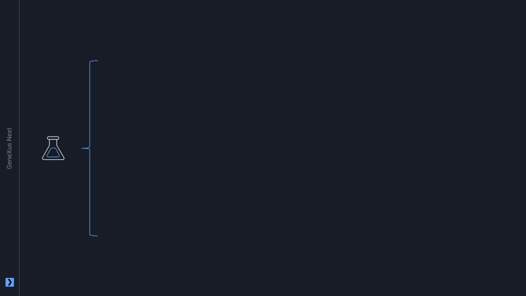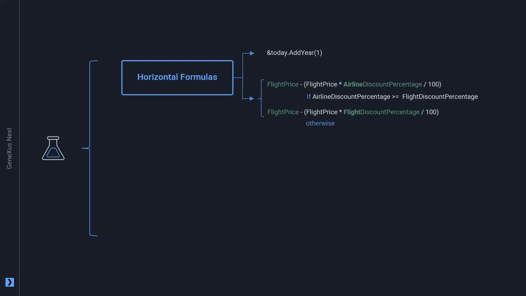In previous videos, we discussed two main types of formulas. Horizontal formulas, of which we presented a couple of examples, and aggregate formulas, such as those used to sum or count records. This video will focus on the latter.